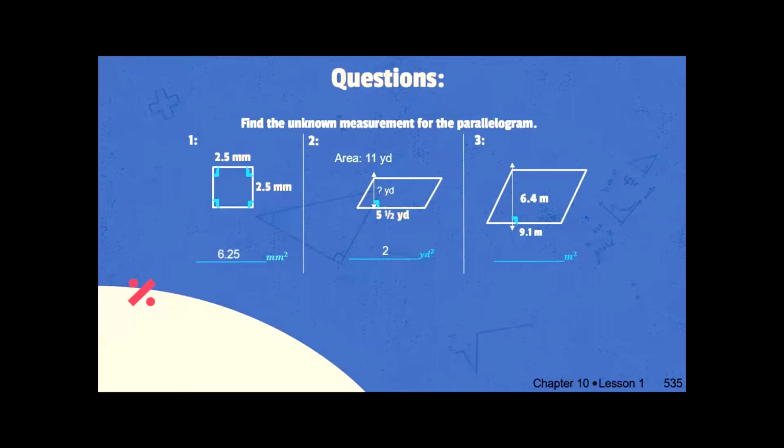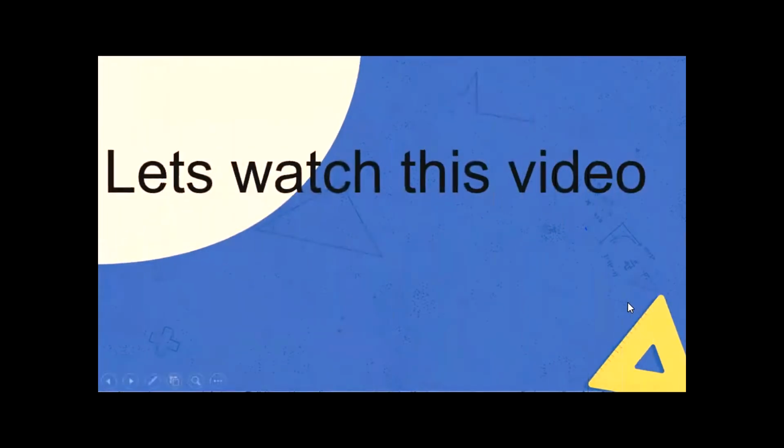Number 3. 6.4 meters multiplied by 9.1 meters equals 58.24 square meters. What did we do now? As I told you, he gave me the height here, and here he gave me the base or length. So we multiply 9.1 and 6.4 and the answer is 58.24. Let's watch this video.